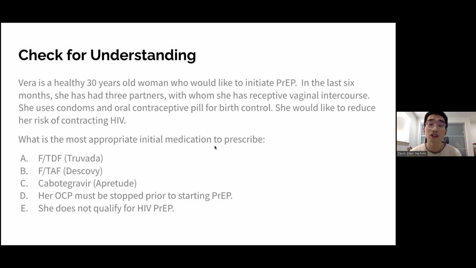With that said, it's also about shared decision-making with patients about whether they would like to use an oral medication or an injection medication every 2 months. Descovy has not been studied for patients having receptive vaginal intercourse and cannot be recommended in that situation. OCPs do not need to be stopped prior to starting PrEP. And the last answer choice, E, some people might think that she does not qualify for PrEP given that she uses condoms consistently, and I didn't give you any information about STIs. However, as long as the patient asks for it, they should be given PrEP.